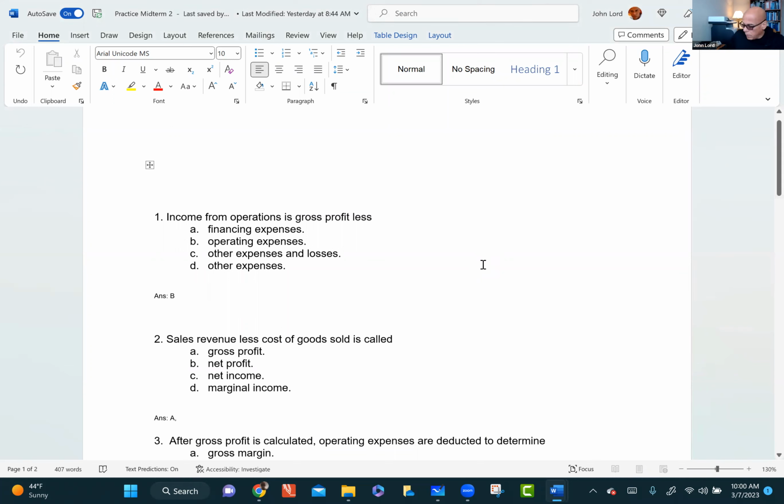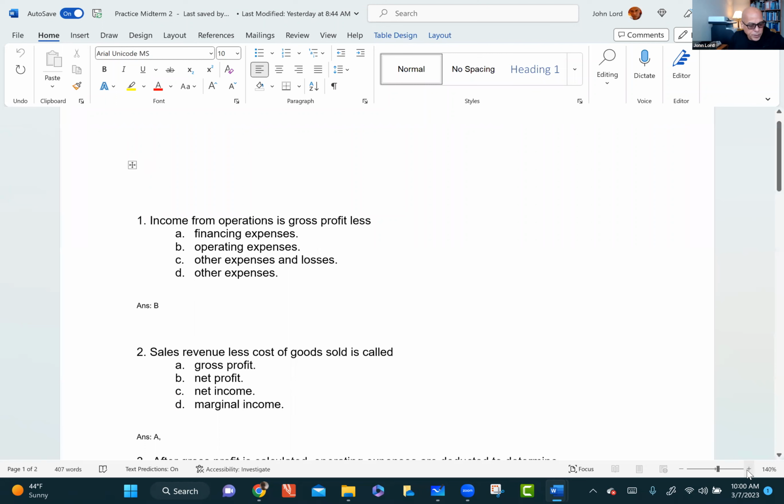Now, many of the questions from this chapter that you'll have on your exam will focus on how we display information on the income statement. So we talked about the multiple step income statement, in which we have our net sales. Net sales is sales minus returns, minus discounts that we've offered our customers. Net sales minus our cost of goods sold gives us gross profit.